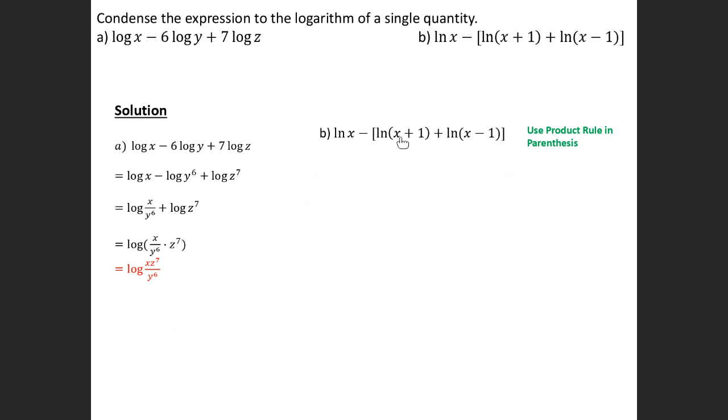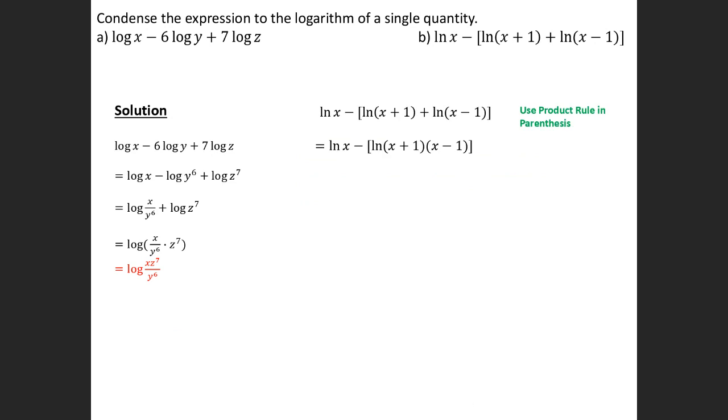So we're going to combine this natural log of x plus 1 plus this natural log of x minus 1. And so they're being added, so we multiply them together. And now we can simplify inside. So you can multiply this out. So x times x is x squared, minus x plus x, minus 1. And we're left with x squared minus 1. And now we can apply the quotient rule. And since they're being subtracted, I can divide.